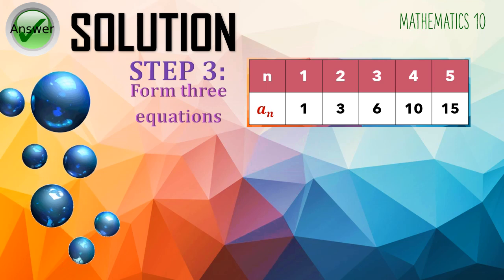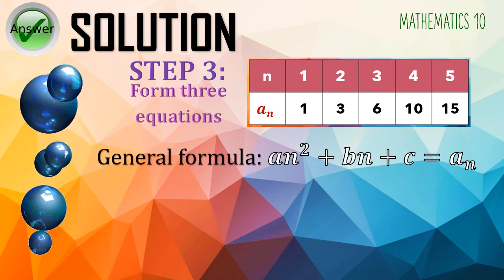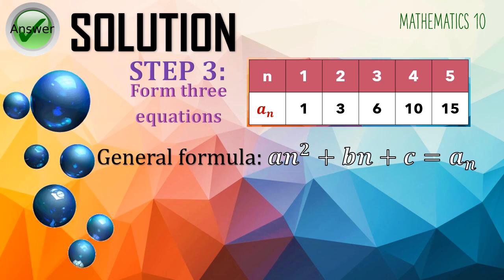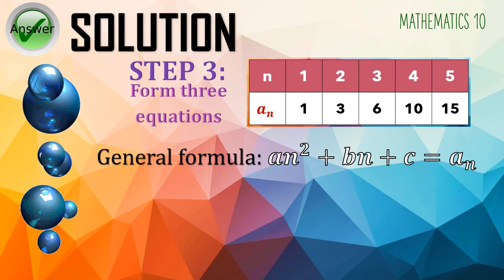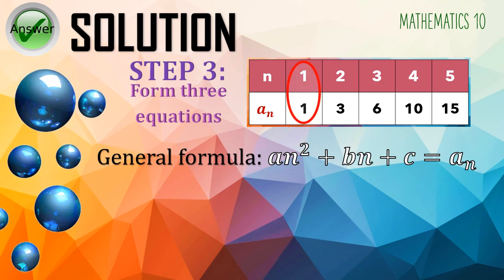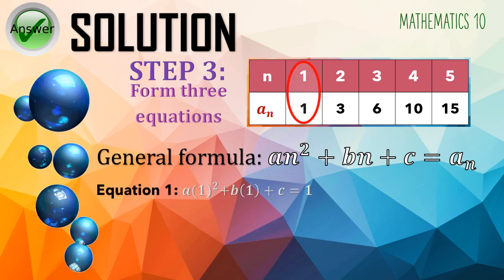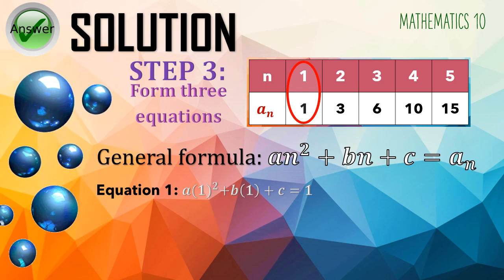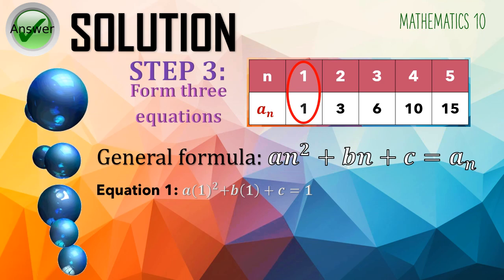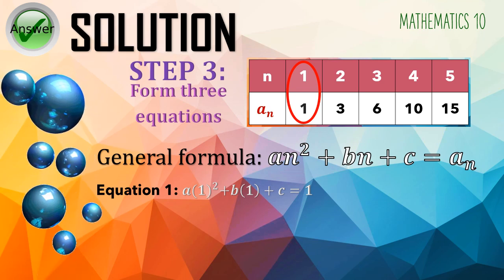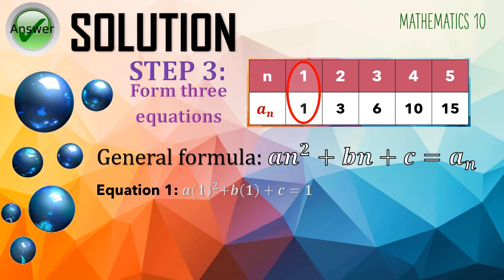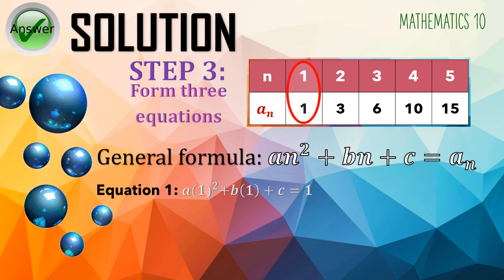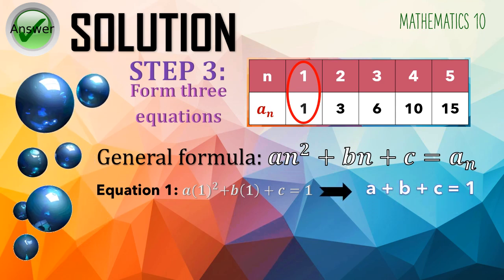So basically we need to pattern it with our general formula, an squared plus bn plus c equals a sub n. So for our first equation, equation 1, just simply substitute the value of n and a sub n in our general formula, and then simplify. 1 squared times a, it's 1, and then b times 1, it's b, and copy the rest of the terms, the c and then 1.